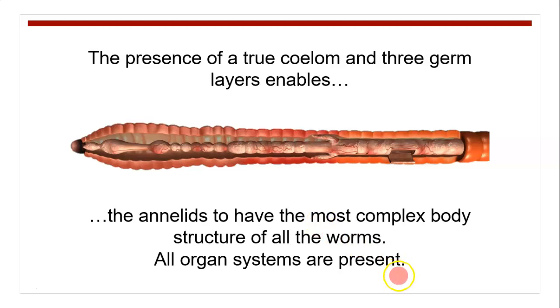Now, the presence of a true coelom and also having these three germ layers allows the annelids to have the most complex body structure of all the worms, of all the three phyla that we've studied. And they're going to have all organ systems present. And if you need a reminder of what all those organ systems are, remember from the first quarter, you do have some guided notes on body systems that you can review if you forget what some of those things are.